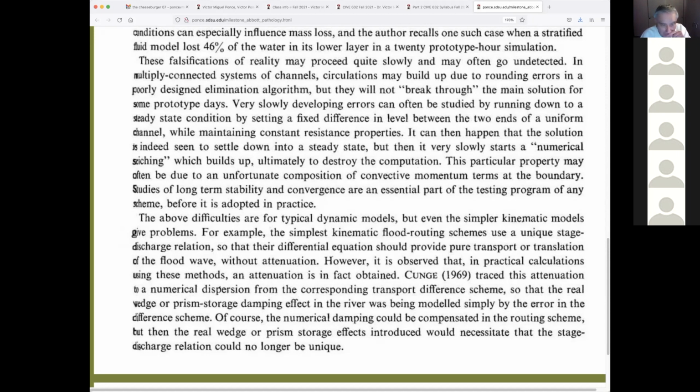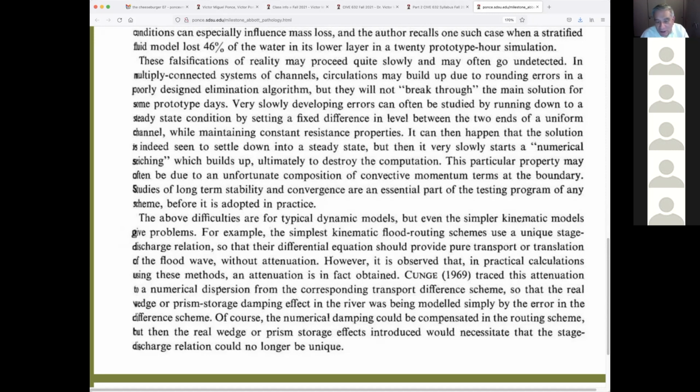So that the real wedge or prism storage of McCarthy, the guy that invented the wedge or prism storage. McCarthy said, there's wedge or prism storage, and I'm going to explain the attenuation in terms of wedge and prism storage. It was being modeled simply by the error. In other words, he's basically saying McCarthy didn't know what he was doing. He didn't mention names. He was saying Conch knows what he's doing. He is modeling the error, and that's the way it's going to be.